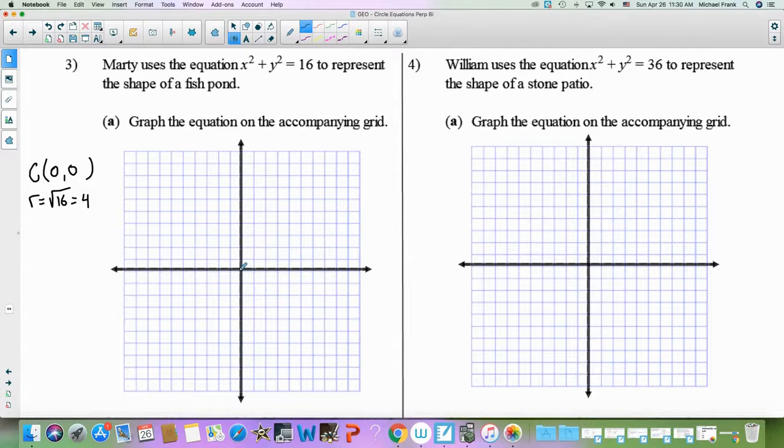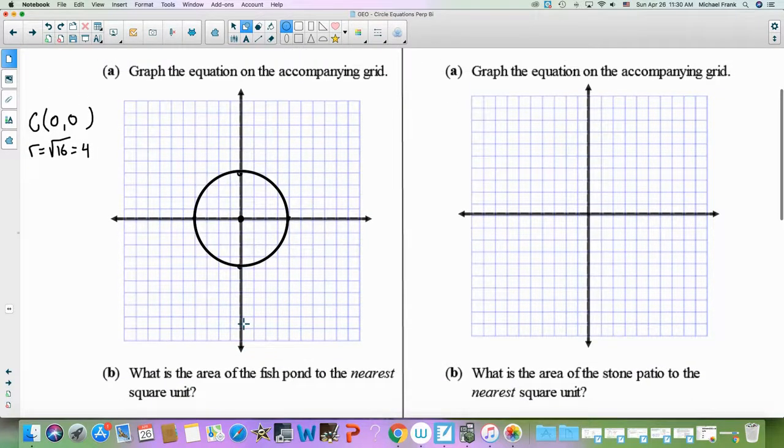So I'm going to go to 0, 0. There's the center of my circle, and then go up 4, down 4, left 4, right 4, and draw the circle. And there you have it, simple as that.